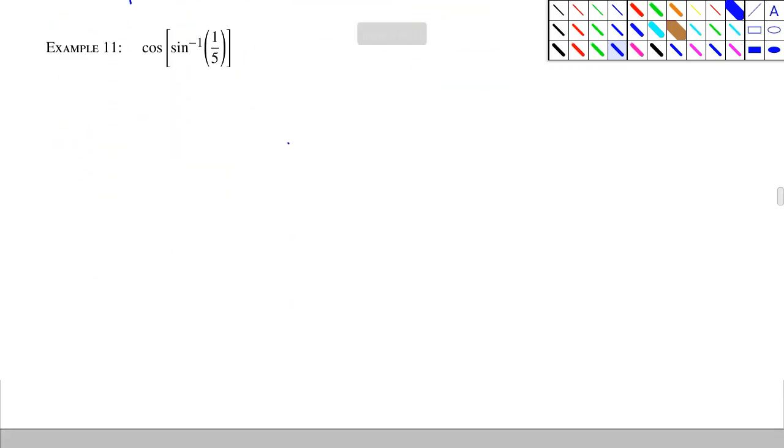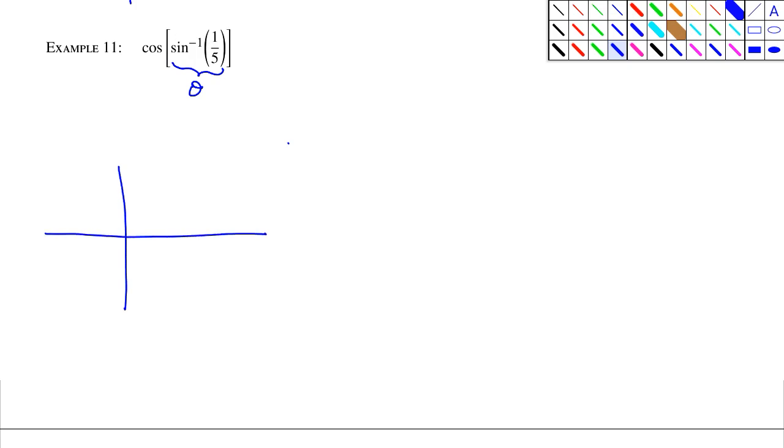Let's look at example 11. What is the cosine of the arcsine of 1/5? So again, let's acknowledge that we are finding a theta. This theta is going to be in quadrant 1 because we are taking the inverse sine of a positive, and the inverse trig function of any positive number is always going to be in quadrant 1. It's the negatives that could be in quadrant 2 or 4.